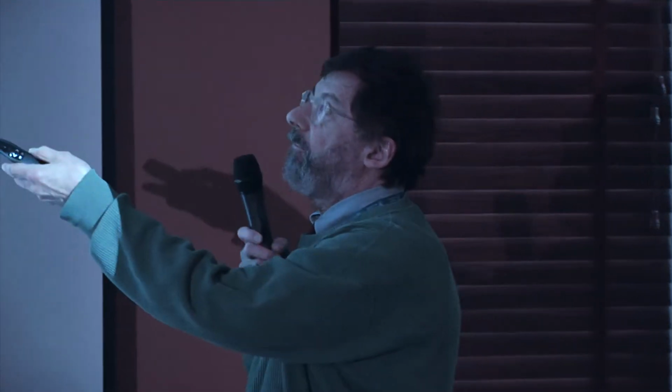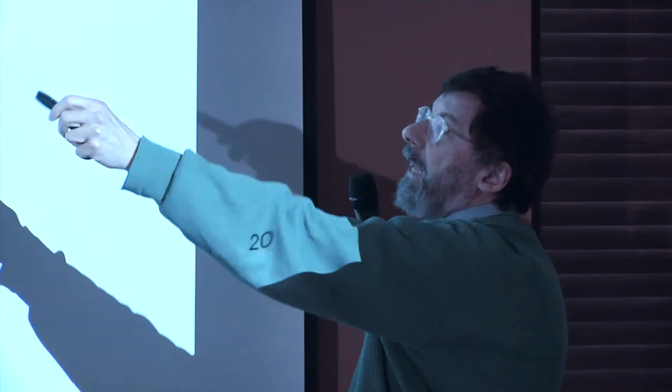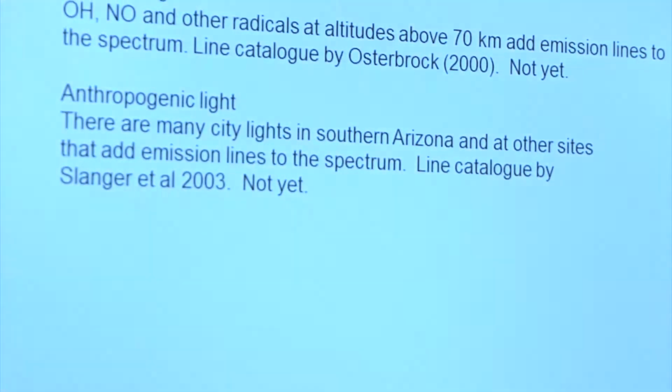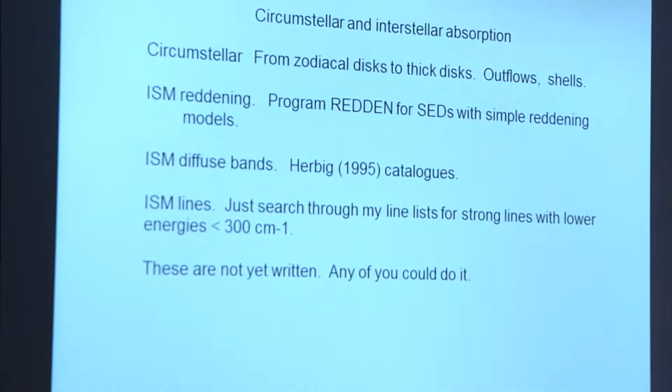Okay, so I'm just going to run through the pipelines. There's atmospheric transmission, so OH, NO, and other radicals, and they've been tabulated by Osterbrock, so you can have a line list and know where to look for something. If you see a bump, you can check to see whether it's an emission line. But I haven't programmed that. There's a catalog of emission lines that are anthropogenic by Slanger et al., and I haven't programmed that. But if you have spare time, you can program it.